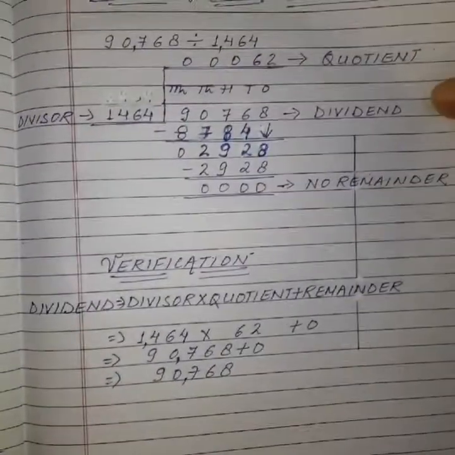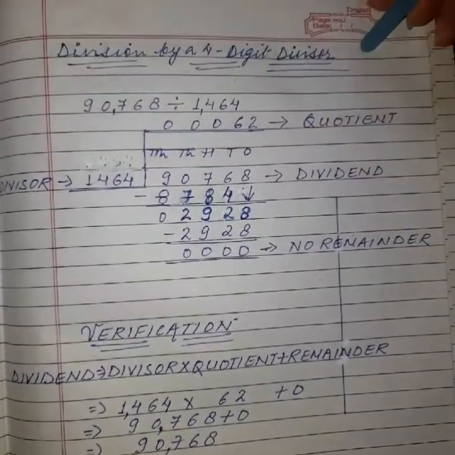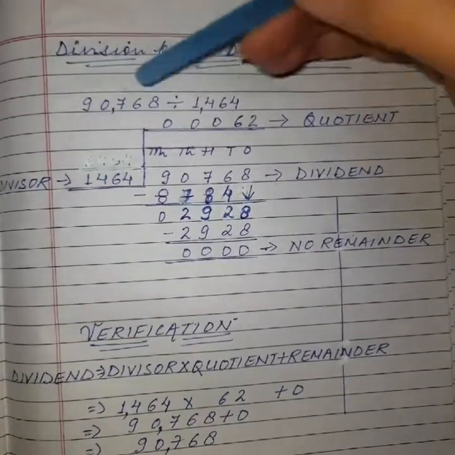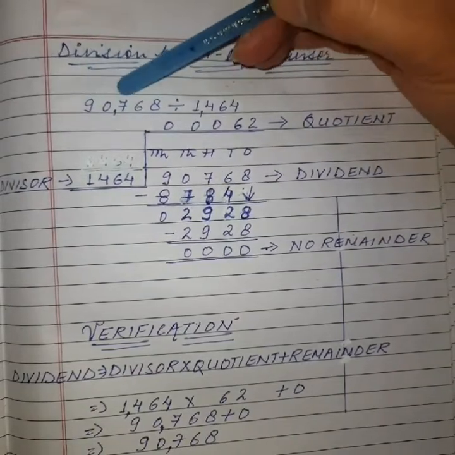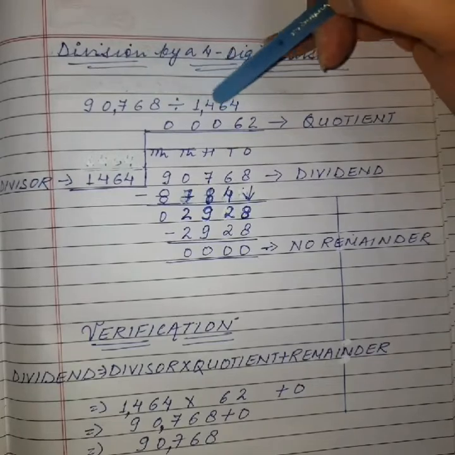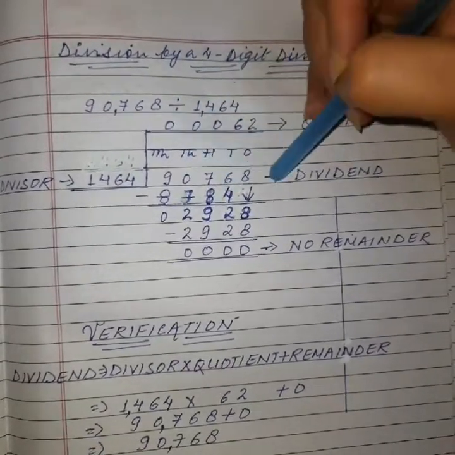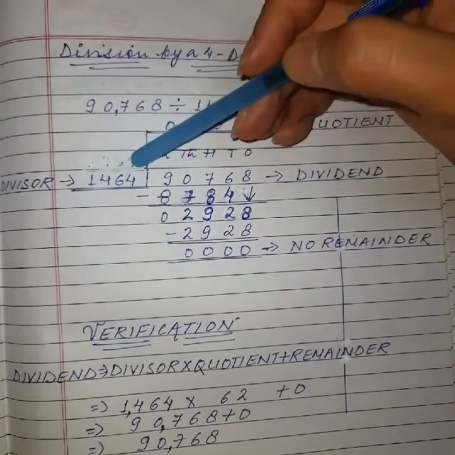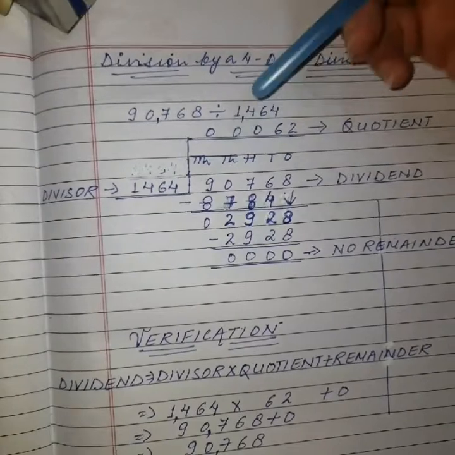Now last, we'll study division by a 4-digit divisor. Here we'll divide 90768 by 1464. Now we'll see how many times it will go.